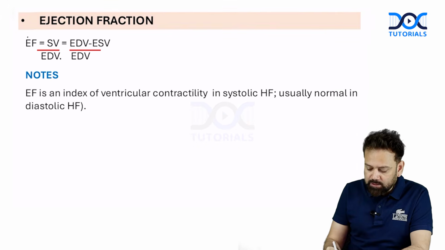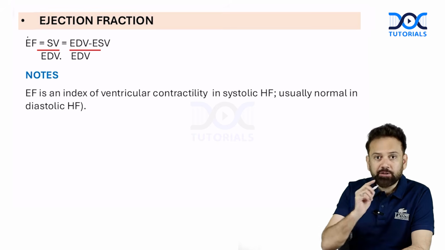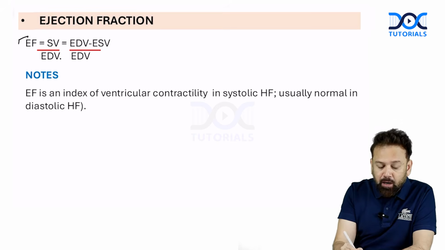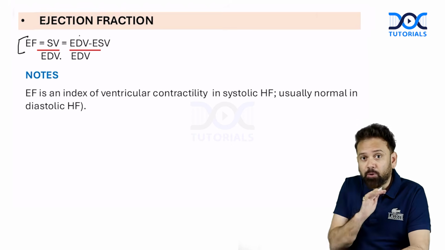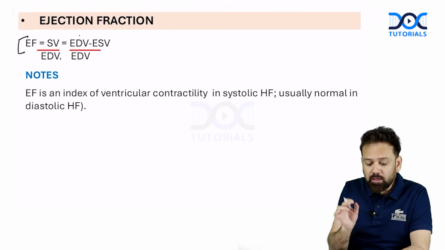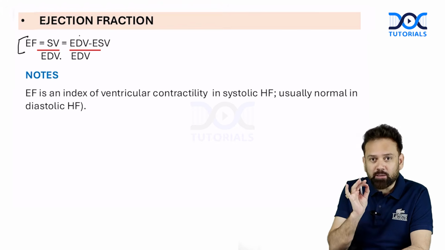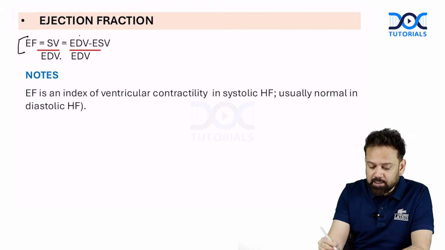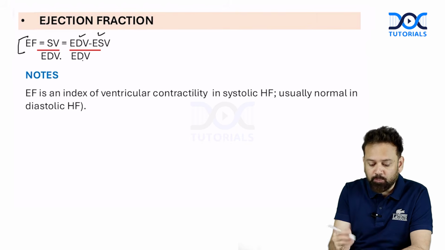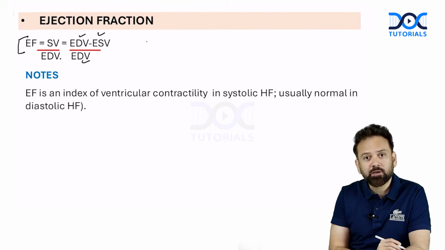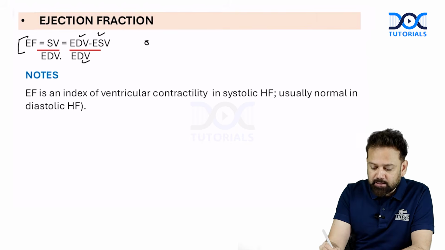Now what is ejection fraction? Ejection fraction is the amount of blood ejected, that is stroke volume upon end diastolic volume. Are you getting my point or not? Or you can say end diastolic volume minus end systolic volume is your stroke volume, upon end diastolic volume. Clear? Suppose 80% is ejected out of 100 ml. So ejection fraction will be how much?